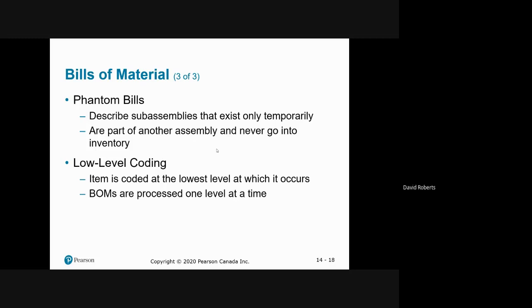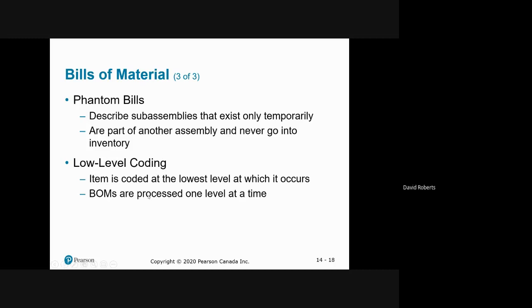And so they're only temporary. They're called phantom bills. They're just a temporary type of thing. There's various other versions of it. But that's, to me, an example that I can understand, and hopefully you can too. And again, sub-assemblies that only exist temporarily, and they never go into inventory. Sometimes they get consumed in the process, like a chemical or things along this line.